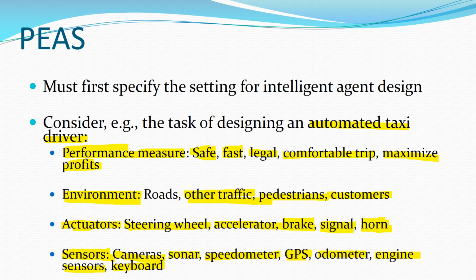Also, how much time it is taking to reach the destination matters here. So that is also an important performance measure for the taxi driver agent. Now you might have understood the various PEAS descriptions required for an automated taxi driver agent. We will be going through various other agents for which the PEAS description is given.